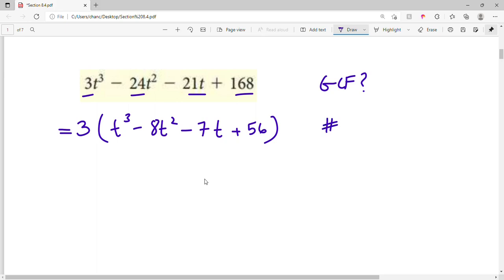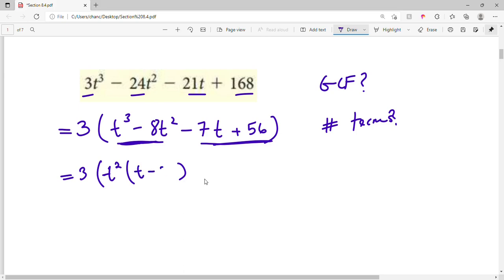The next step is to ask how many terms we have. How many terms are there? In this case, we have 4 terms now. And so we can factor out the common factor for each pair. Put the 3 in the front. T cubed and t squared have a common factor of t squared, so we'll factor that out to the front, leaving us with t minus 8.